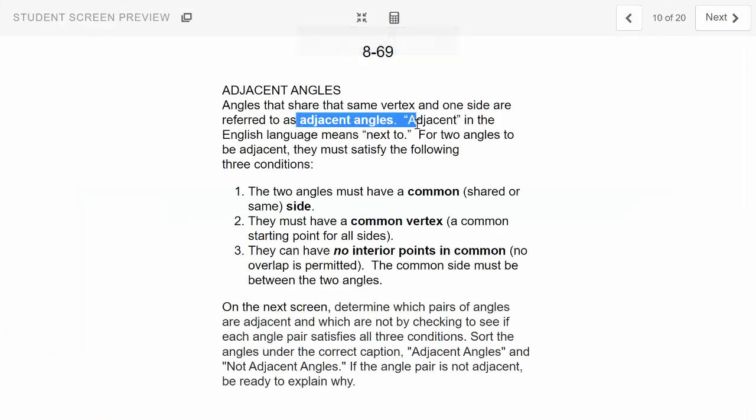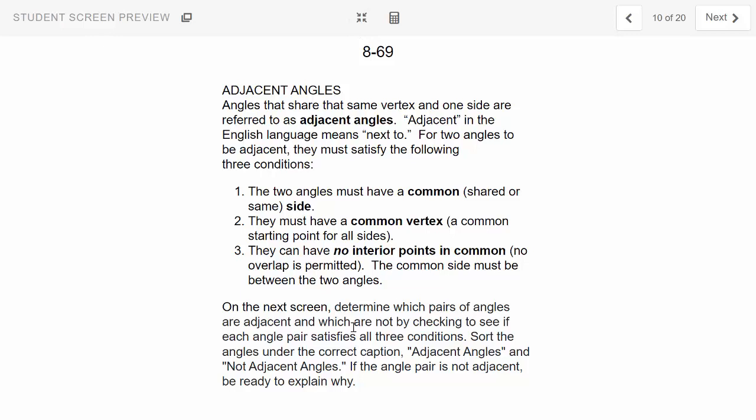We talked about adjacent angles. Adjacent angles are angles that have a common side, a common ray, a common vertex, and no interior points in common. So the angles don't overlap. They have to be right next to each other, sharing a ray. So we'll come up with some examples of that here in just a moment.